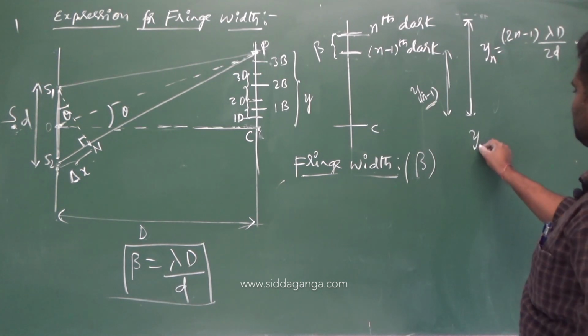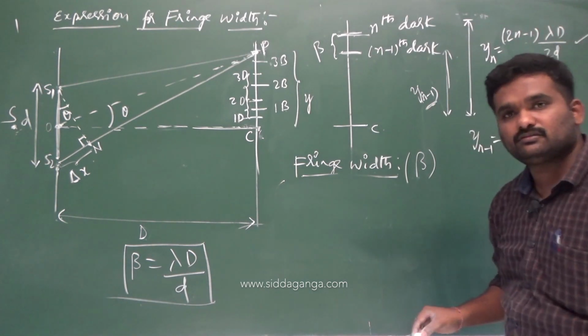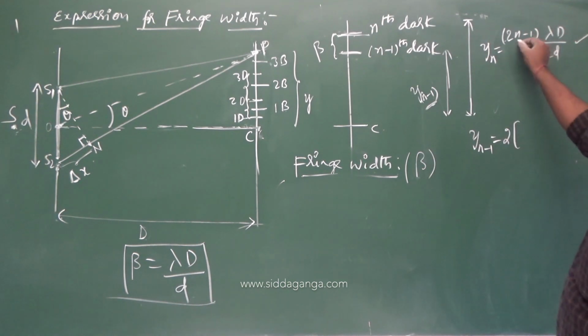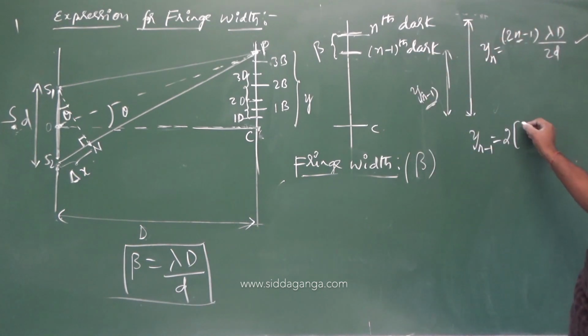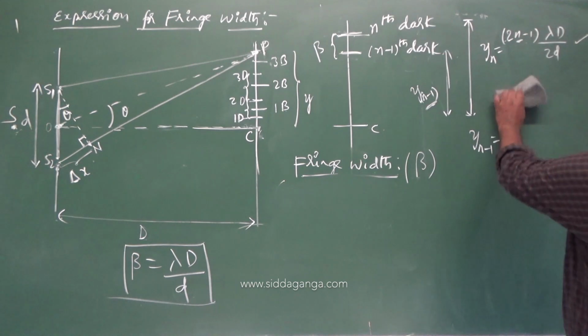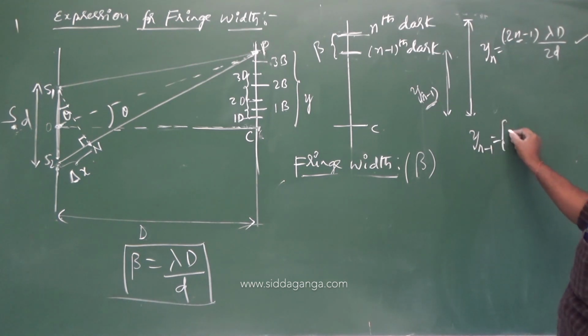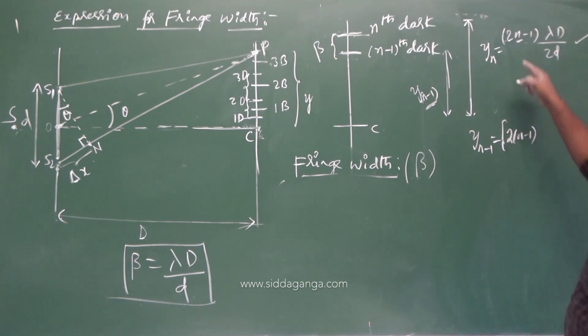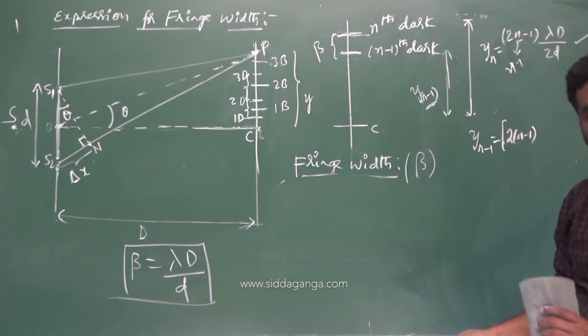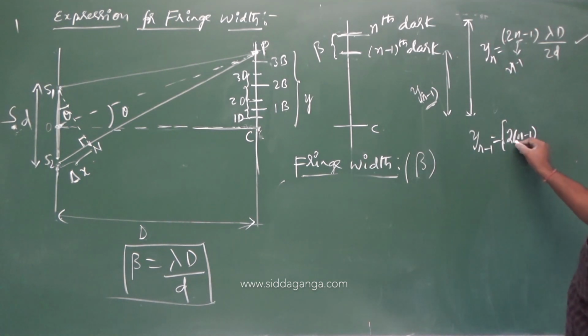How to write Yn minus 1? Yn minus 1 equals 2 into, in place of n what do I need to write? If it is n, 2n minus 1 I can write. If it is n minus 1, in place of n you go for n minus 1 substitution there. 2 into n minus 1, in place of n I have substituted n minus 1, that's all. The rest of the formula will remain the same. Just go for the substitution of n minus 1 there. 2 into n minus 1 minus 1 into lambda capital D by 2d.